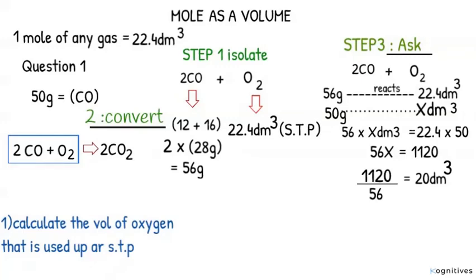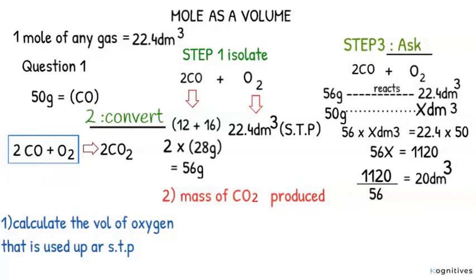Now let us try and see if we can solve for the mass of CO2 produced. So I shall be taking this as the second part of the question, the mass of CO2 produced. So the question still goes like this.